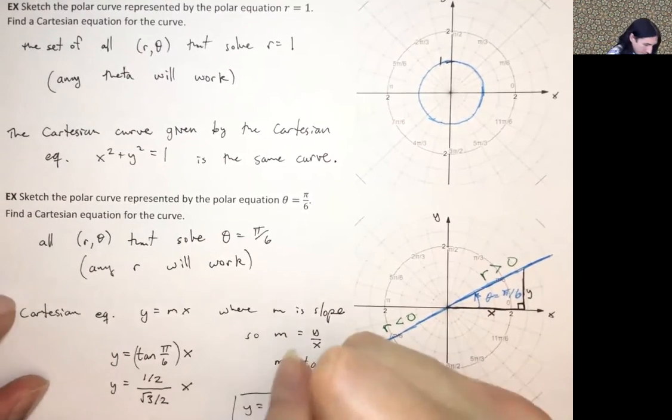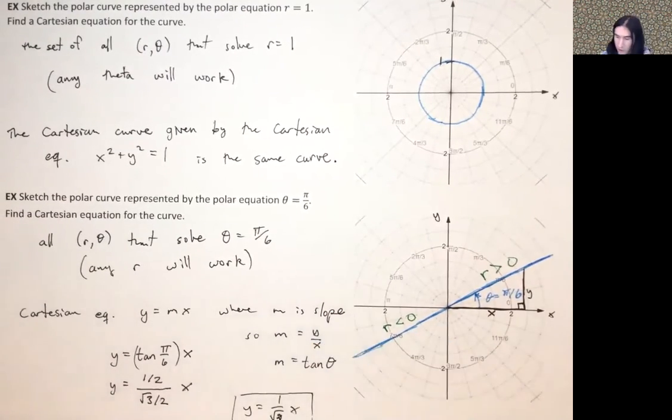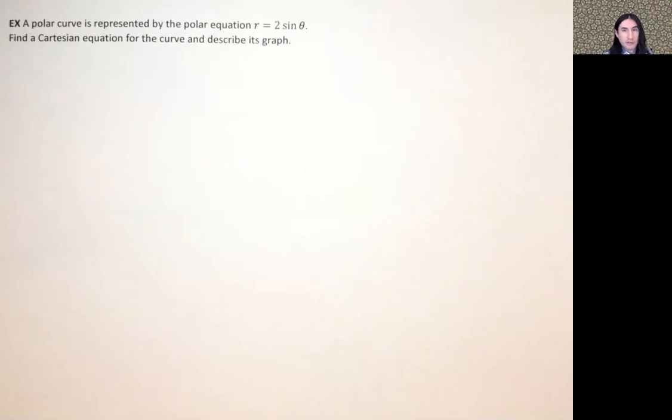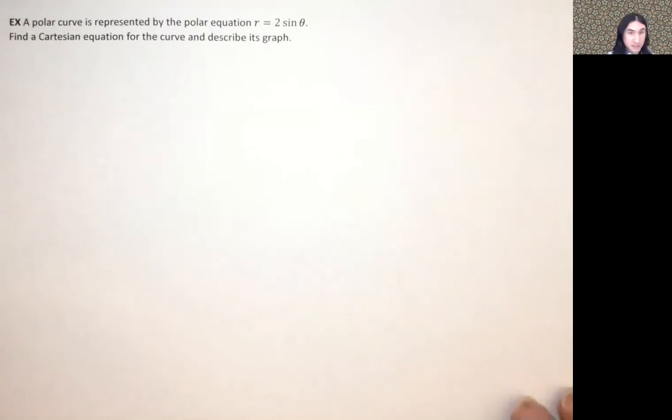Okay, so one more equation to give us a feel for how these things go. A polar curve is represented by the polar equation r is equal to 2 sine theta. And we want to find a Cartesian equation for the curve and then just describe its graph. We could graph it too.